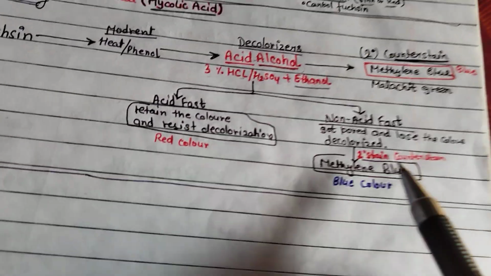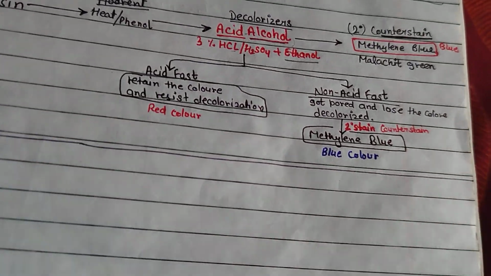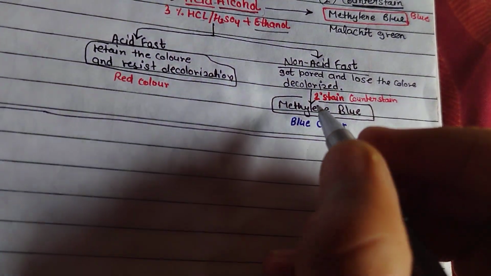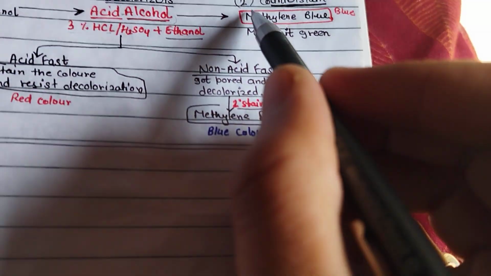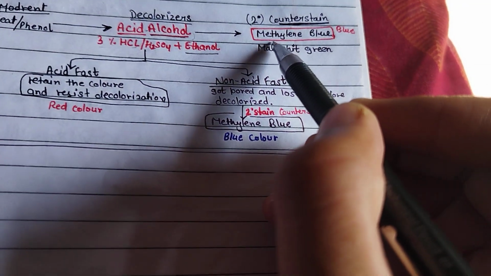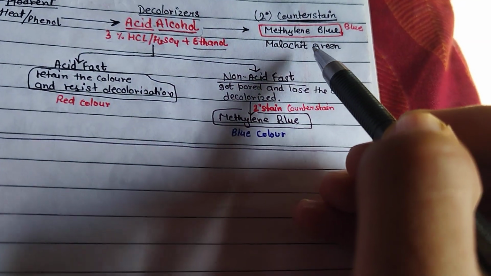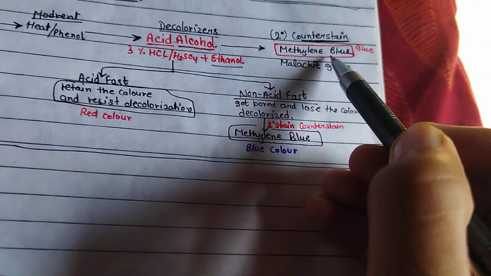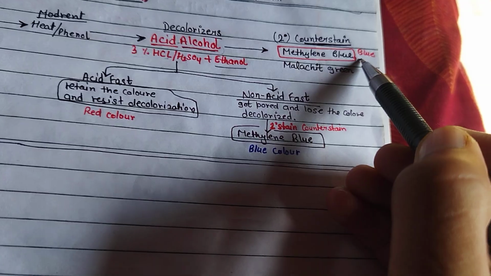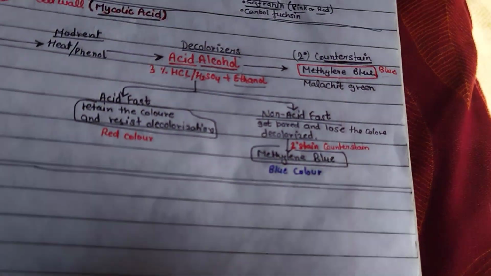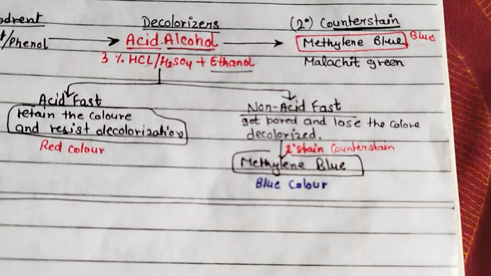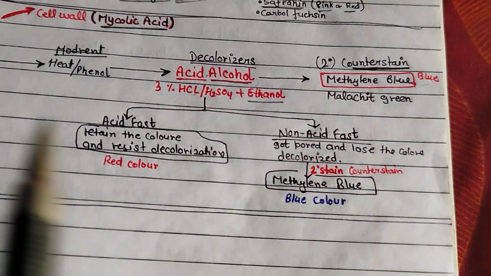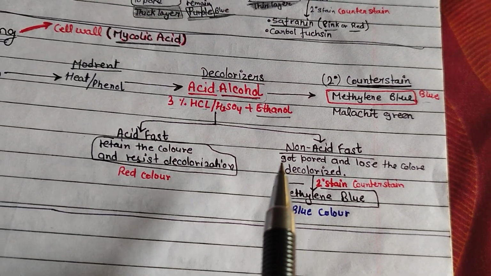Then we are going to use here a secondary stain or counter stain, right? So in secondary stain we are using methyl blue and malachite green. Basically we use here methylene blue, right? Which gives blue color. Hope you got it. Which gives blue color and differentiates between acid fast and non-acid fast.